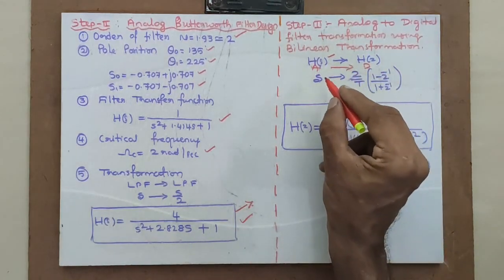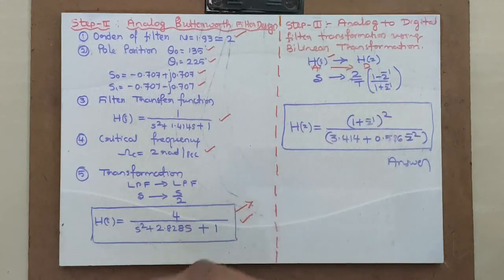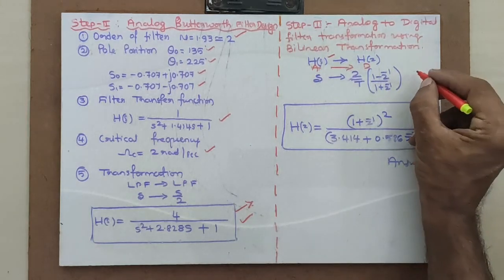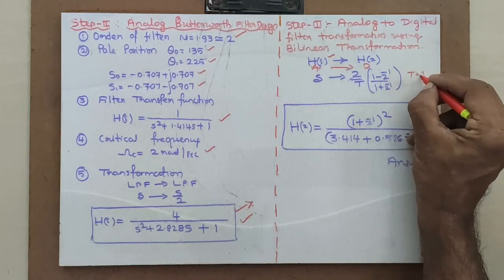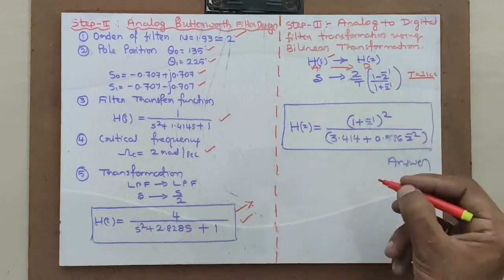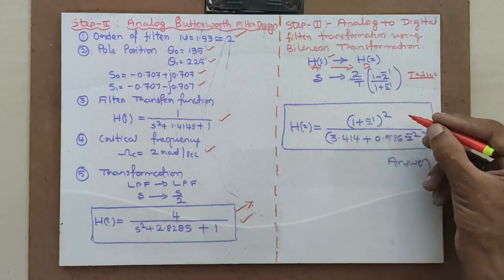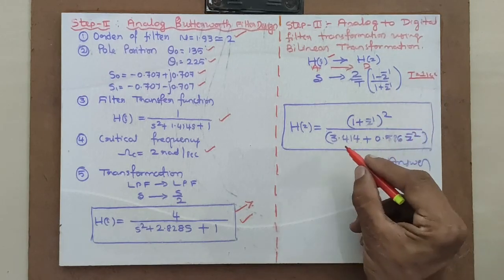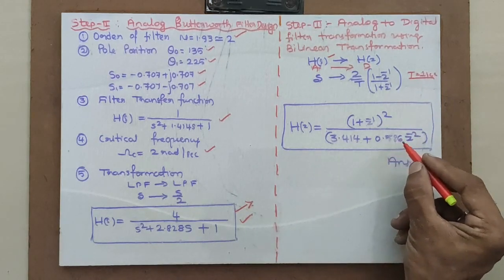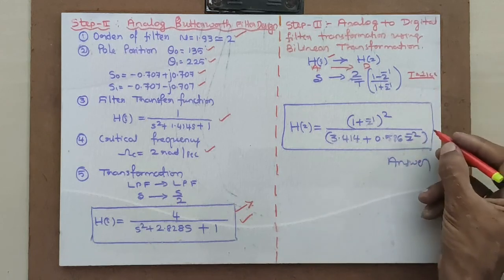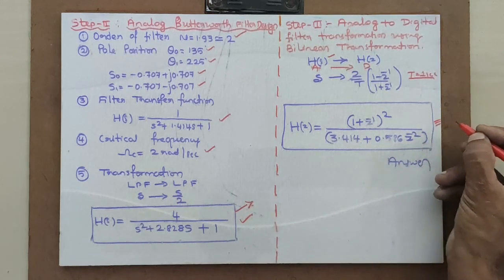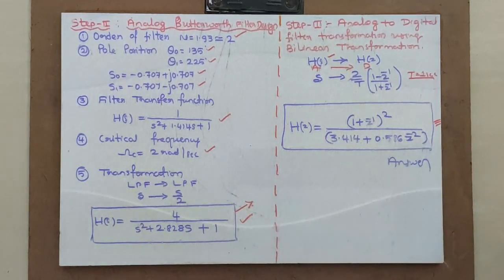For that, wherever s is there in this equation, you have to replace it with 2 by T times 1 minus z raised to minus 1 divided by 1 plus z raised to minus 1, with T equal to 1 second. If you do this, you will get 1 plus z raised to minus 1 whole square over 3.414 plus 0.586 z raised to minus 2. I have already given the complete solution in the previous example. You have already solved this example in the previous video.